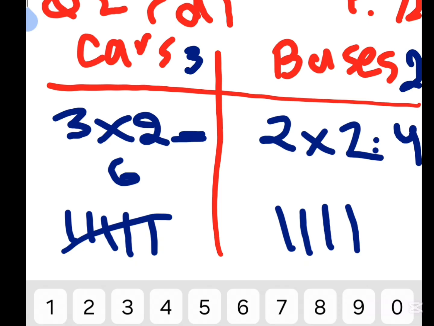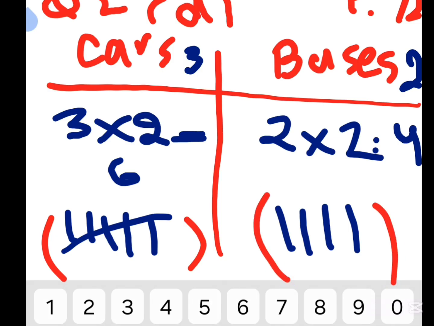If we have 3 cars, we will double it. What will we do? We will multiply with 2 and then it becomes 6. And how will we write in tally? We will write in tally in this way. Here the number of buses is 2. If we double it, 2 multiplied by 2 is equal to 4. And how will we write in tally? We will write in this way.